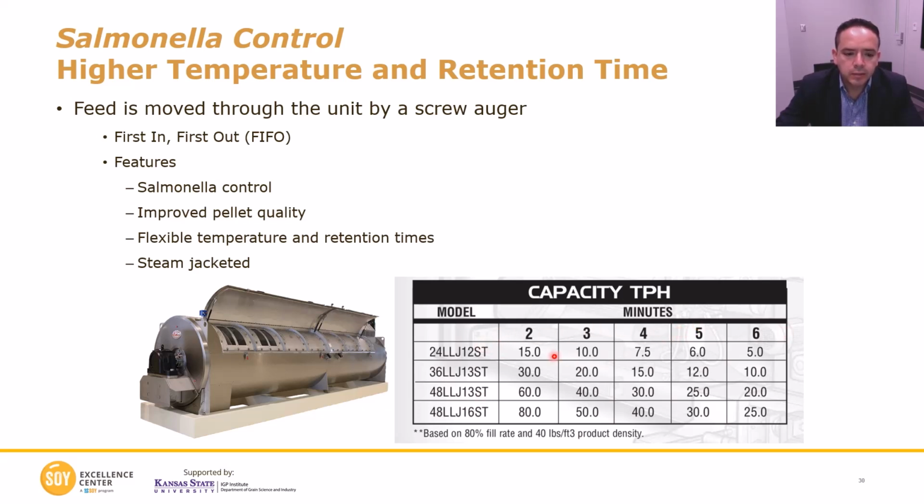And here you have different models with different times. However, one thing that you need to consider is that if you increase retention time, then you need to decrease production rate. For example, let's see the biggest model, which is 48LL J16ST. At 2-minute retention time, you can run the system at 80 tons per hour. However, if you want to increase the retention time to 4 minutes, now you need to cut the production rate in half. And this is because this is a volumetric unit. So if you increase retention time, then you need to slow down production rate.